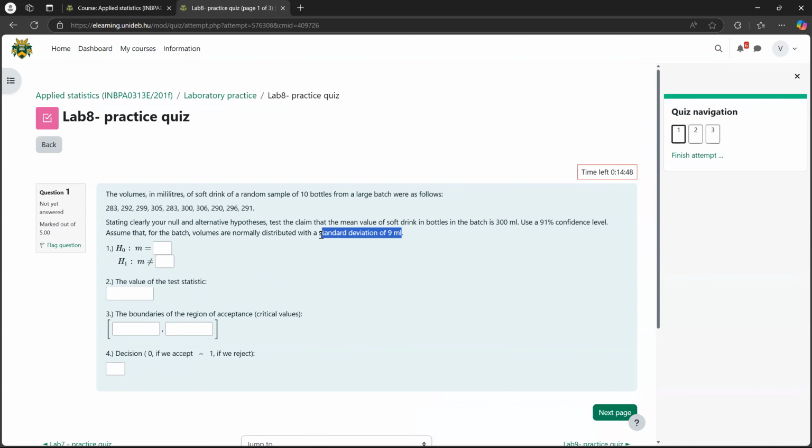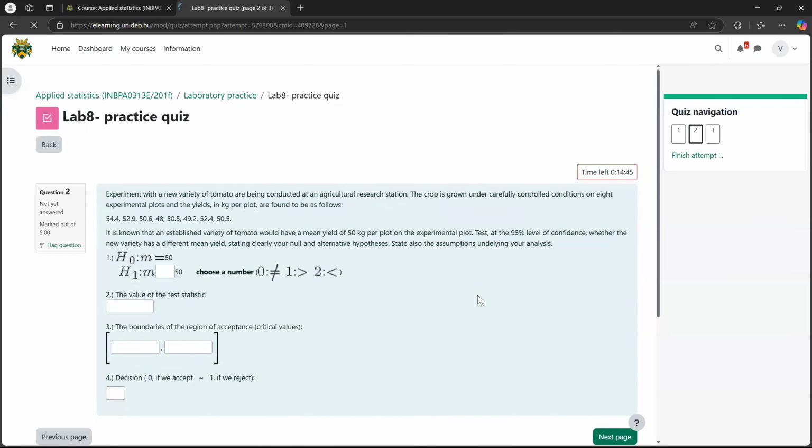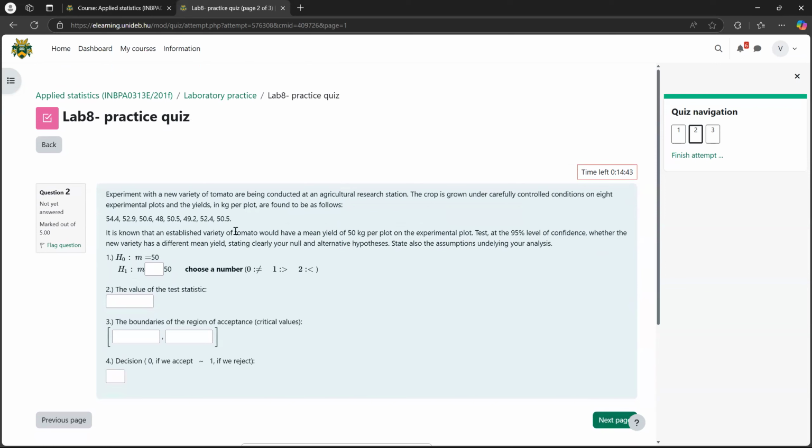See, standard deviation is given. This is the z-test. It's not of interest right now. Okay, t-test. This is the data. Mean is 50 kgs. Level of confidence 95%. No standard deviation given, which means t-test.